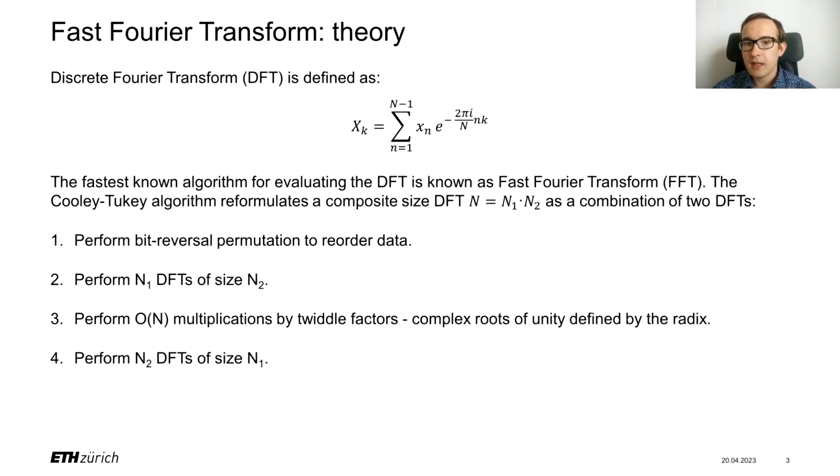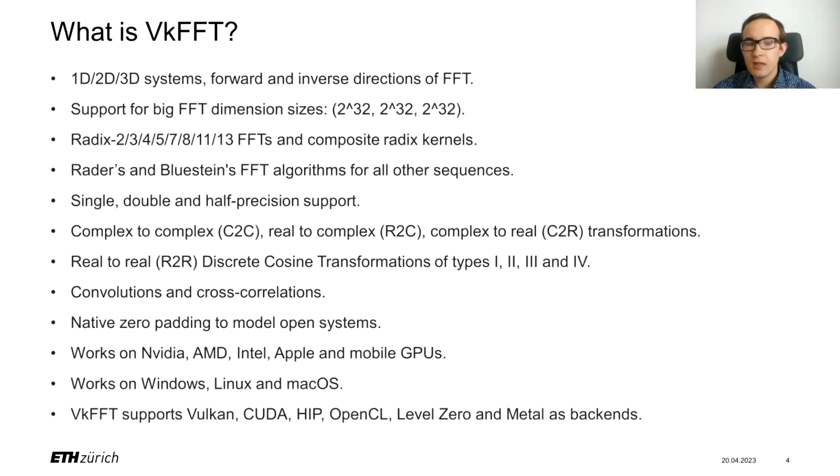Recursively applying this algorithm, we obtain an n log n complexity, compared to the squared complexity of direct multiplication if we compute the DFT according to its definition. The main focus of this talk, the VkFFT library, is an FFT library optimized for modern GPUs. It supports multidimensional systems, forward and inverse directions of fast Fourier transforms, and can do big FFTs with sizes up to 2 to the power of 32 in all dimensions.